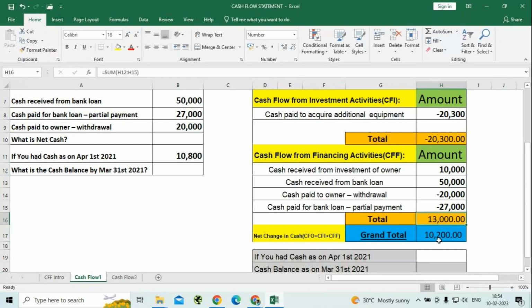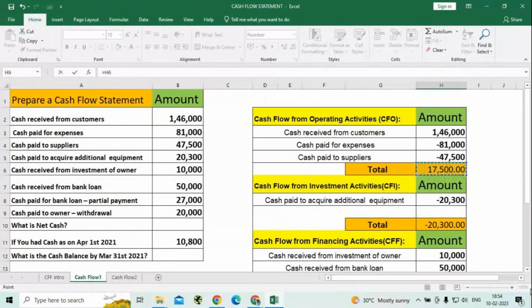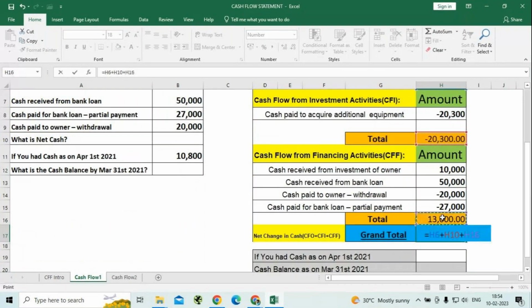So here what we are going to do is sum it up with all these values. Net change in cash flow, what we call it as, is the total of cash flow from operating activities plus cash flow from investment activities plus cash flow from financing activities. When we add up all these things, the net change in cash flow value is 10,200.